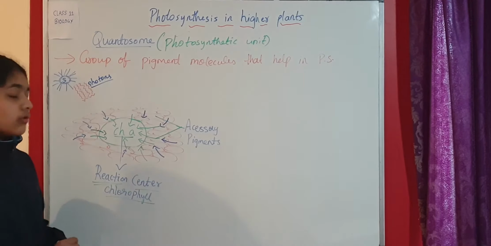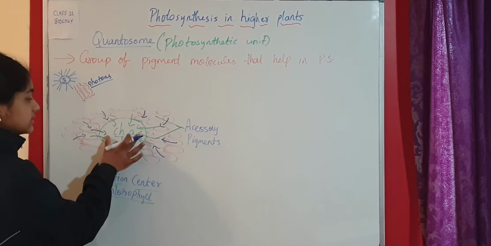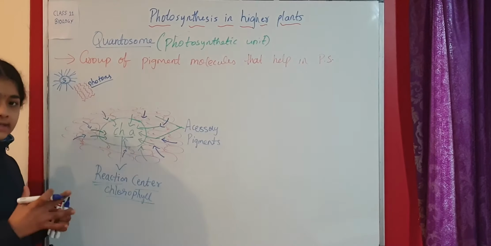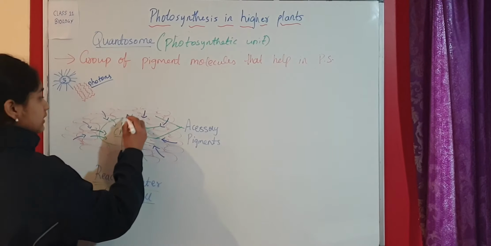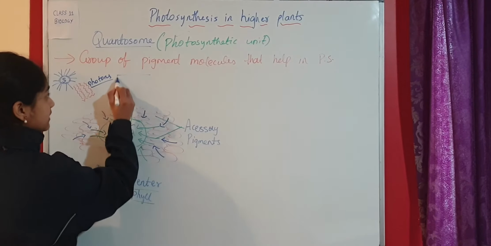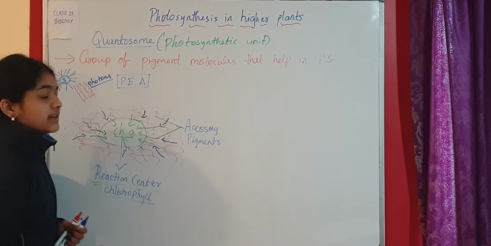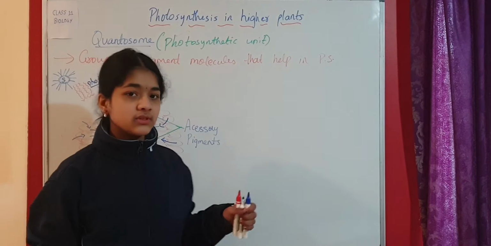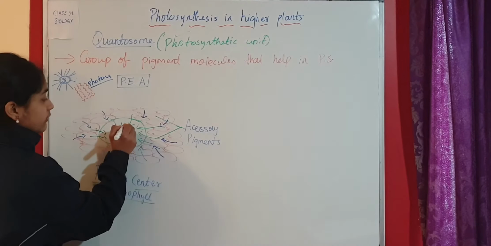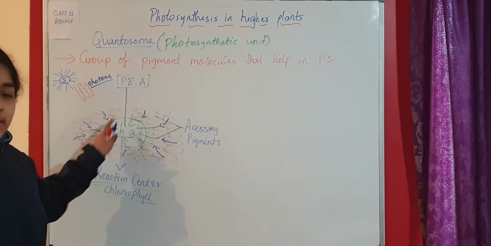Now this chlorophyll A has got all the energy from the sun. Now here, just above this quantosome, there is a primary electron acceptor. So there is a primary electron acceptor which is present just above this quantosome, and this chlorophyll A and this primary electron acceptor are connected. Now why are they connected?